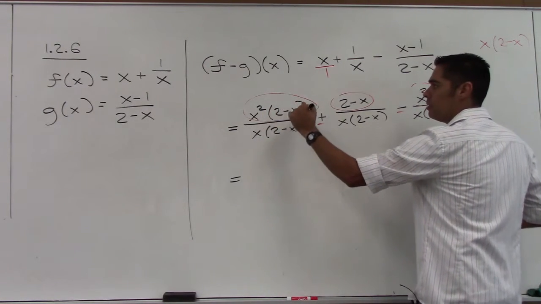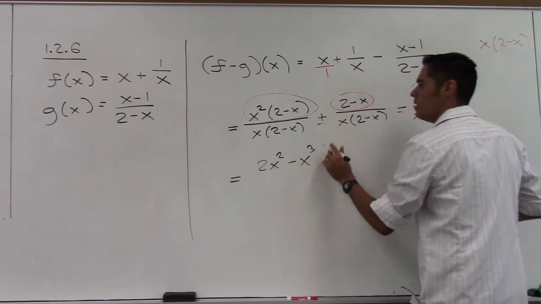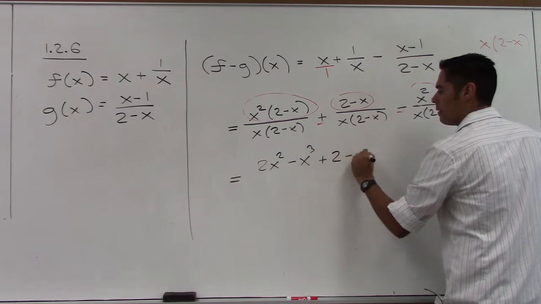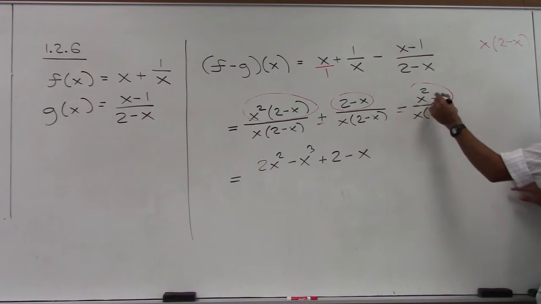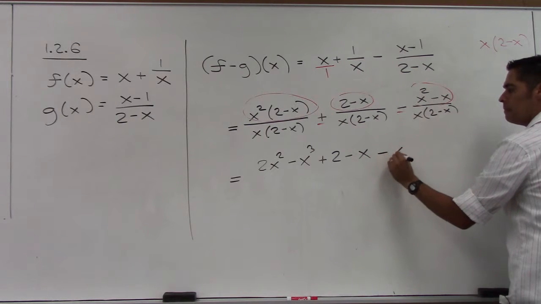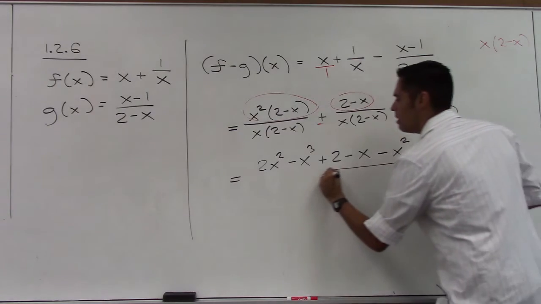Just distribute this through. So we get 2x squared minus x cubed plus the 2 minus the x. And be careful here because the minus goes to both. So it's what? Minus x squared plus x, good. And then all of that over the common denominator.